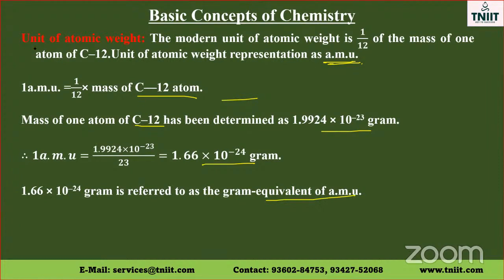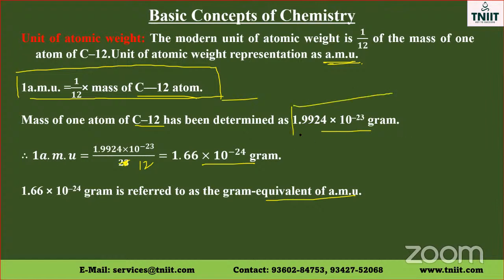So 1 AMU, this relation you have to understand. 1 AMU is equal to 1/12 the mass of carbon-12 isotope. What is the mass of carbon-12 isotope? It should be 12, it is not 23. Mass of one atom of carbon-12 isotope is 1.9924 into 10 power minus 23 grams, and divided by 12 will give you 1.66 into 10 power minus 24. So 1.66 into 10 power minus 24 gram is referred to as gram equivalent of atomic mass unit.